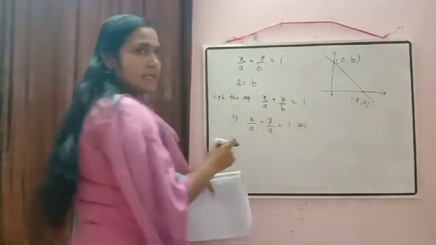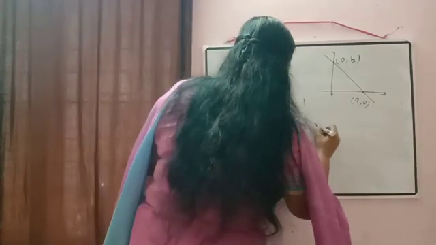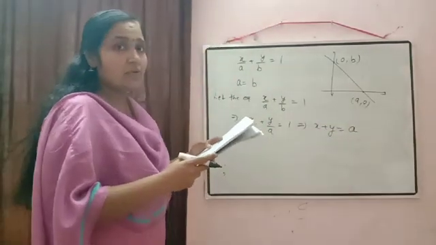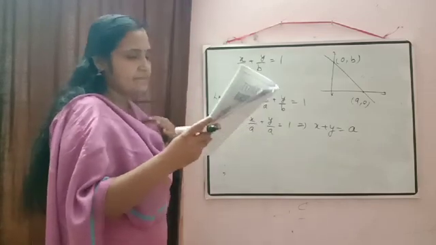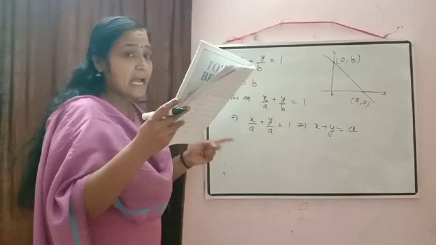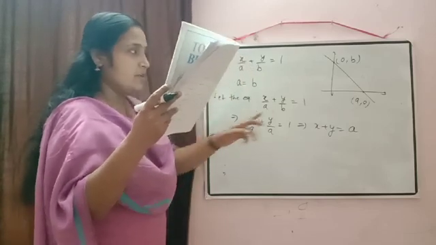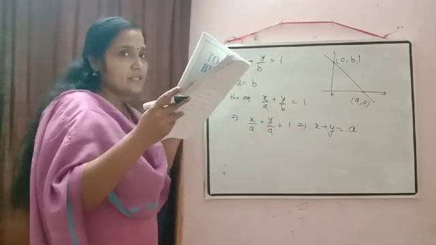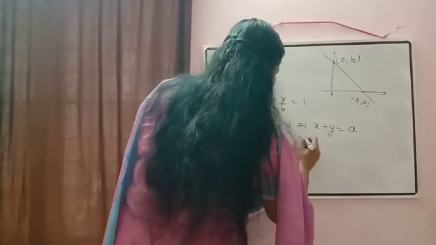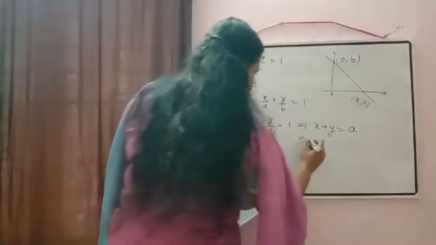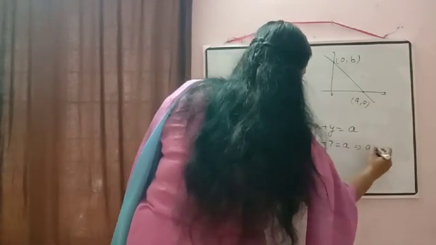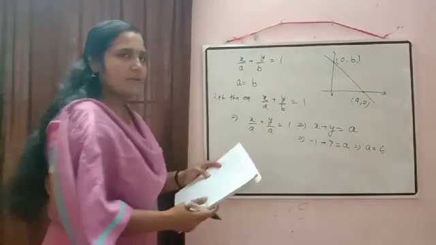Denominators are same, so we can shift there. Then we will get here x plus y is equal to a. Now we can check how to calculate the value of a. It is written, the line passes through the point minus 1 comma 7. So the point will satisfy the equation of the line. So in place of x and y we are going to substitute the value. Then it will be equal to minus 1 plus 7 is equal to a. So we will get here a is equal to 6.